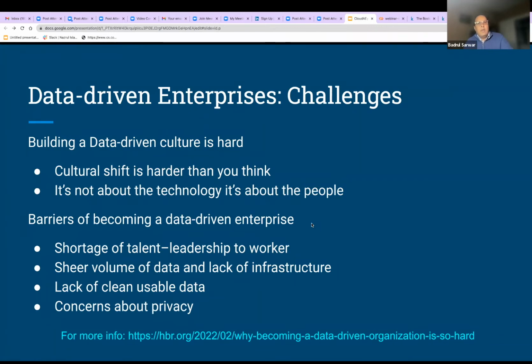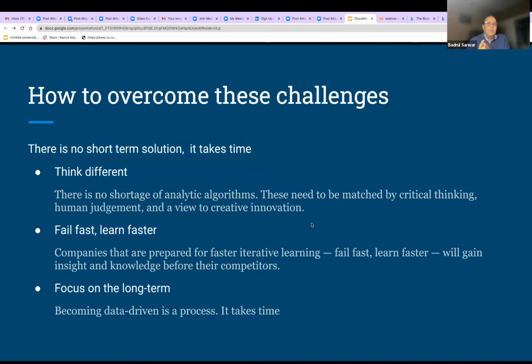Another thing is that the sheer volume of data that people generate and collect also poses a lot of challenge. And as a result, the data is not clean or not in a usable manner. And also there are some concerns about privacy. So to become a data-driven organization, we need to all think differently, and then iterate and try. There is a term that is used widely, called fail fast, learn faster, and focus on long term. So the bottom line here is that it is transforming the organizations.